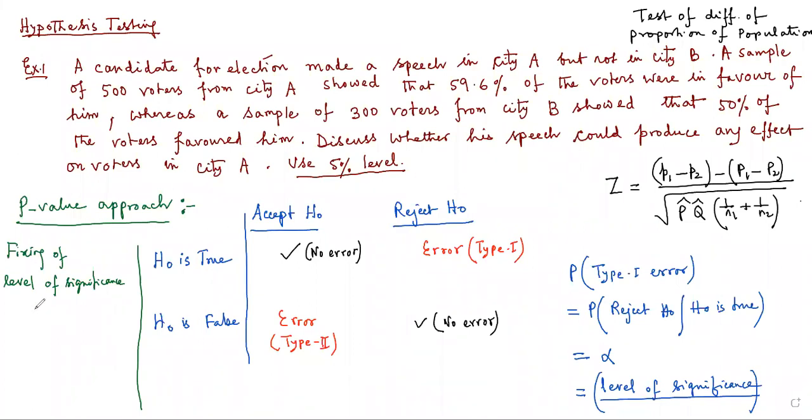If I fix the level of significance at 5%, we consider alpha equal to 0.05. If we want to fix the level of significance at 1%, we consider alpha to be 0.01. If we fix the level of significance at 10%, we consider 0.10, and so on. Sometimes some people fix the level of significance at 50%, so they consider 0.50. Various levels of significance are present.